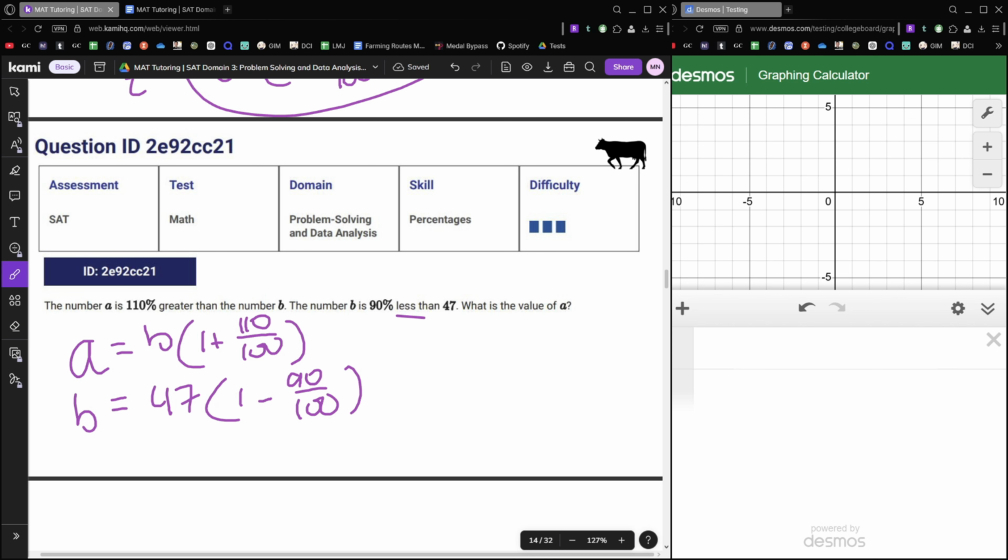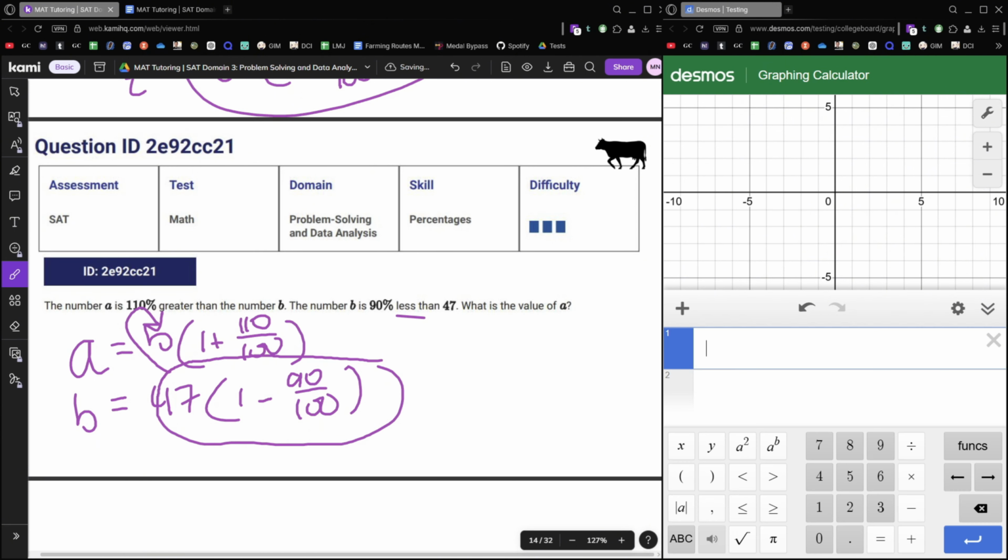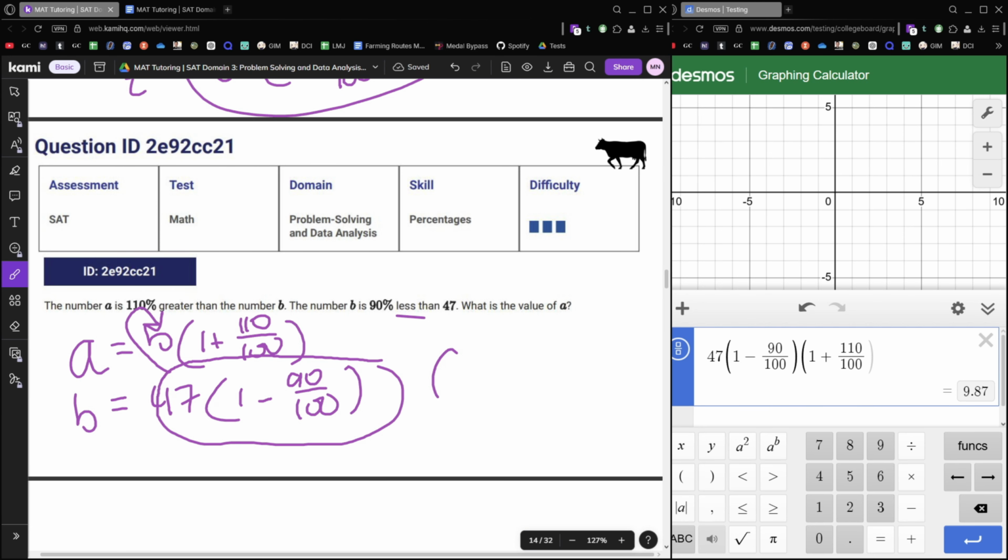Then they want us to find the value of a. Just like before, let's go ahead and take this entire piece and substitute it in for b. Let's put this in Desmos. A is equal to, instead of b, 47 times 1 minus 90 over 100. And then 1 plus 110 over 100. And we get that a is equal to 9.87.